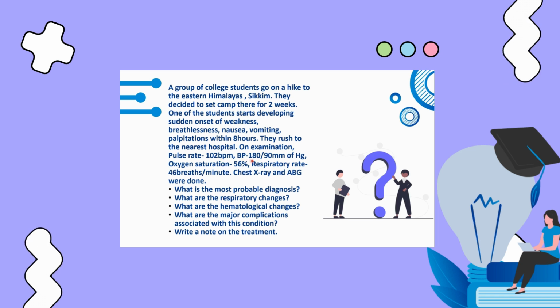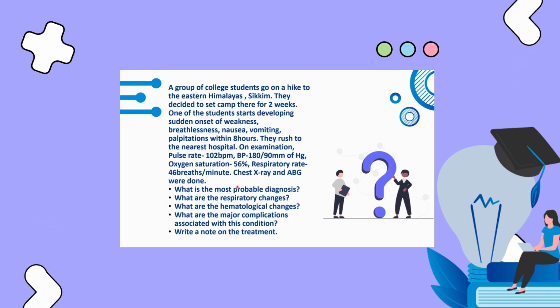There is hypertension also. Blood pressure has increased. Oxygen saturation has become quite less. It is only 56%. Normally, the oxygen saturation in arterial blood is around 97%. And respiratory rate is also quite high, that is 46 breaths per minute. So, the most probable diagnosis given the scenario here is acute mountain sickness.